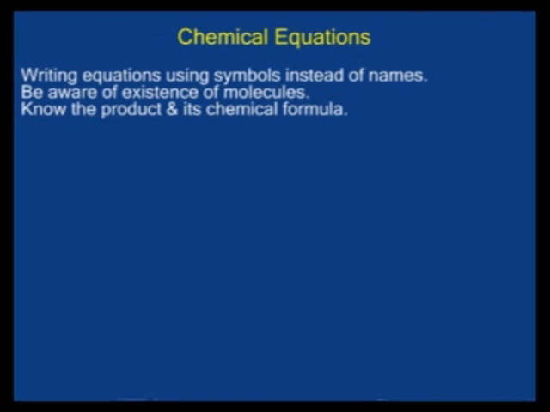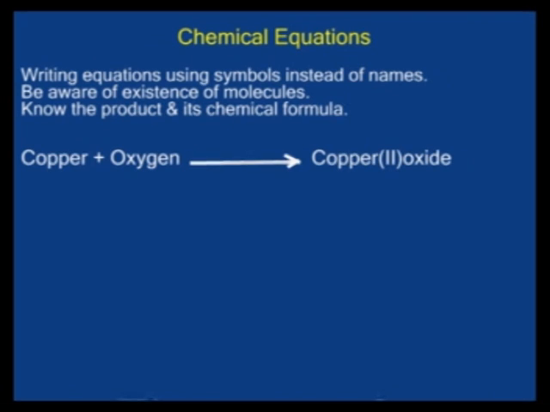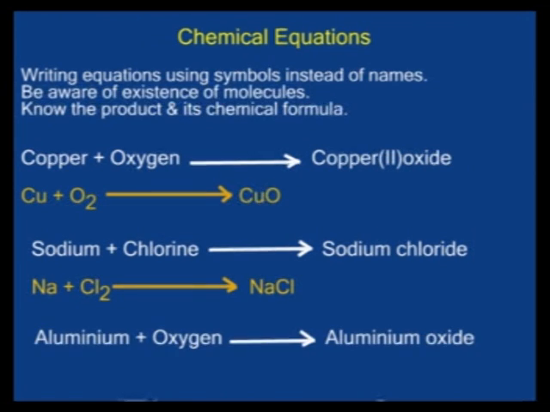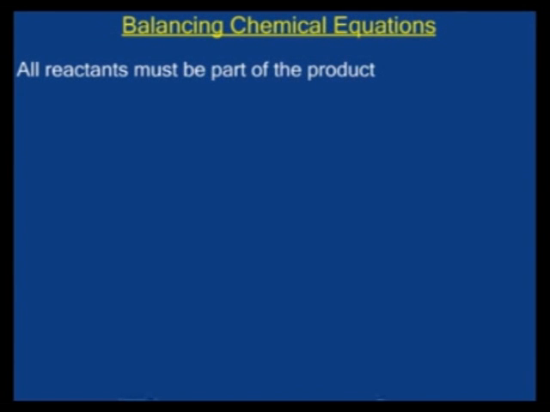A reaction between copper and oxygen will thus be written as shown here. Sodium and chlorine will react and the chemical equation will be as shown. Same follows for aluminium and oxygen. Now, these chemical equations are not just written for the sake of it. They must also depict the ratio of combining of those elements involved in the reaction. So we look at balancing of chemical equations.